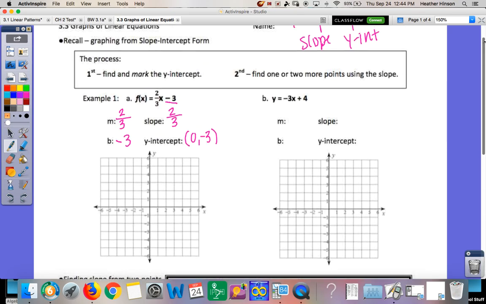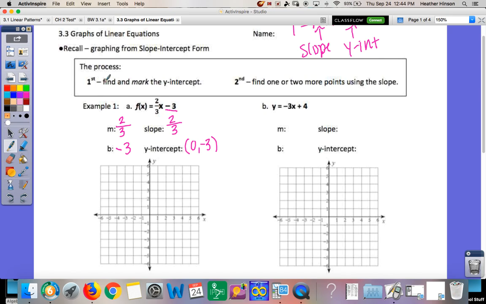When we graph, we're going to start with our y-intercept. We're going to find and mark the y-intercept. So for 0, -3, we're going to start at 0, and then we're going to go on the y down 3. 1, 2, 3, mark your y-intercept. Then we're going to do our slope, 2/3. That's going to be your rise over your run. So we're going to rise 2, and we're going to run 3. So from your y-intercept, go up 2, and your run is always going to go to the right. So 1, 2, 3 to the right, and plot a point.